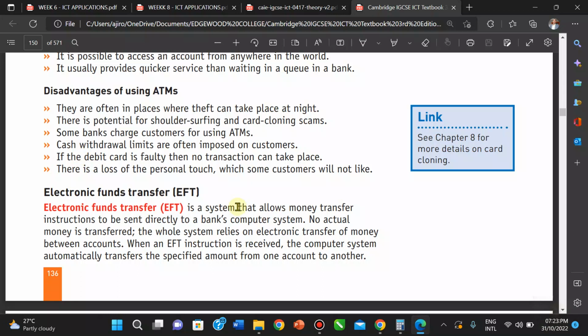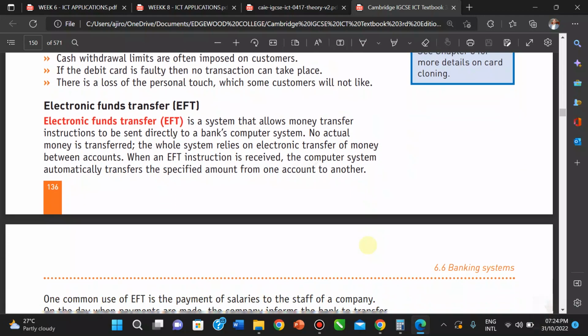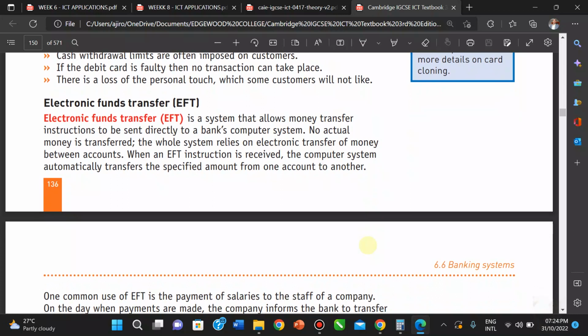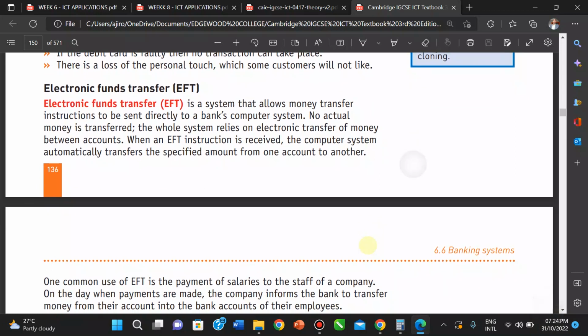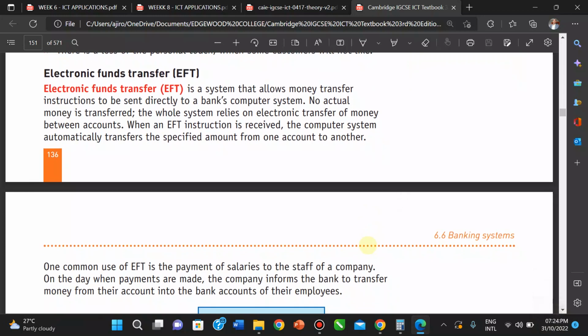Now let's look at the other one: electronic funds transfer. The electronic fund transfer allows money to be transferred electronically from one account to another. An example of the EFT is when an employer pays employees their salaries. It's a system that allows money to be sent directly to the bank's computer system. When an EFT receives instruction, the computer system automatically transfers a specific amount from one account to another.